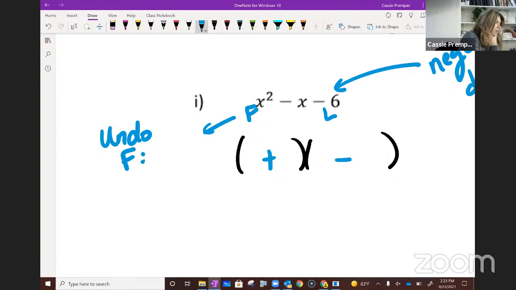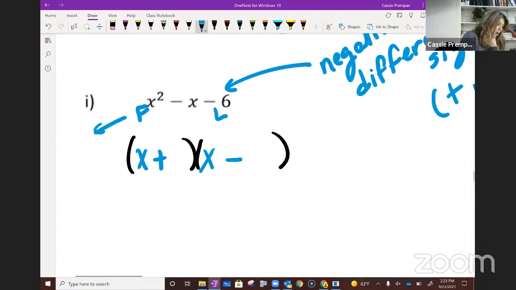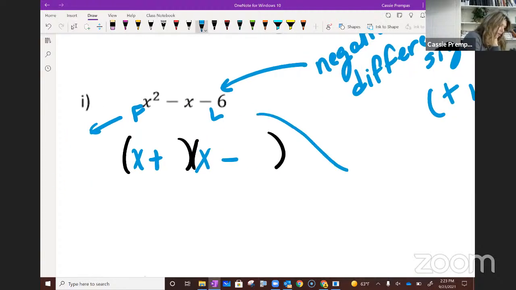What times what would give me x squared? X times x, right. So we're going to put an x here and an x here. Then we're going to undo the L in FOIL. I don't have to worry about the negative because I've already taken care of that with the plus and minus. So I'm just going to undo the L, which in this case is undo the 6.